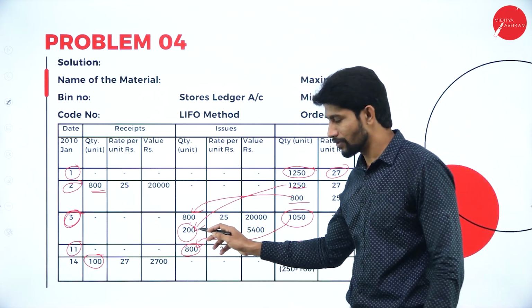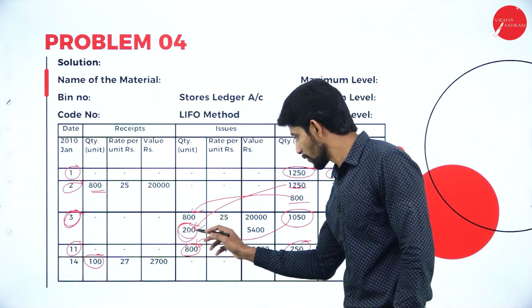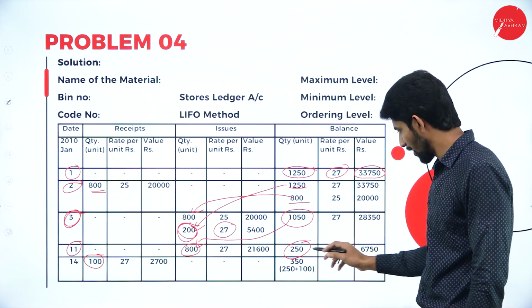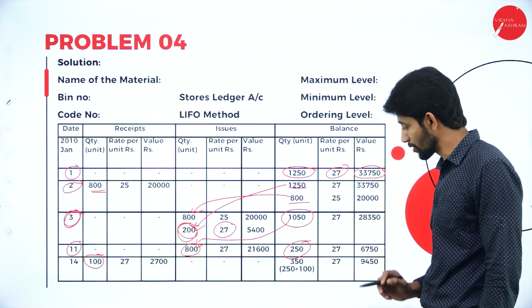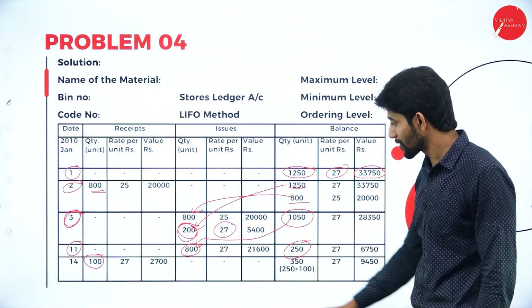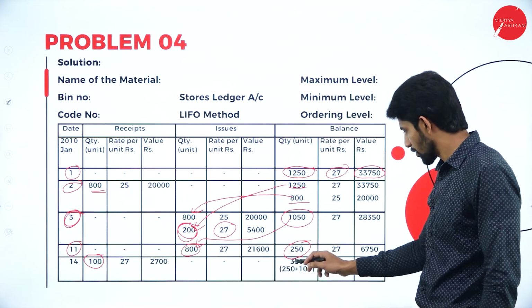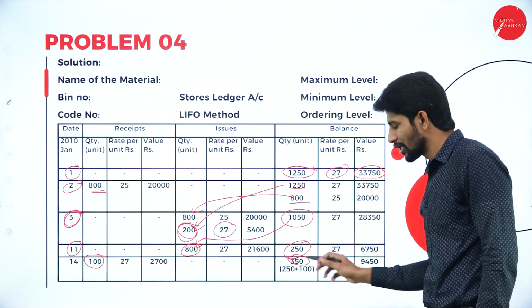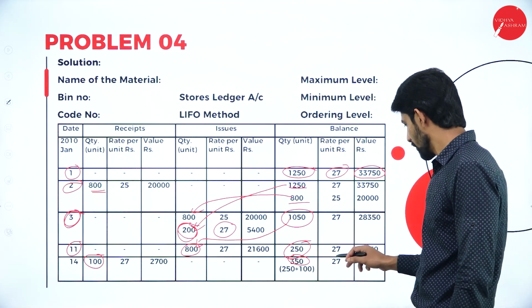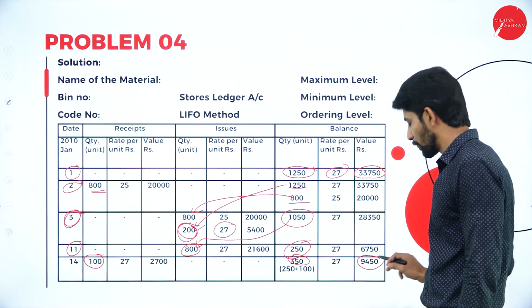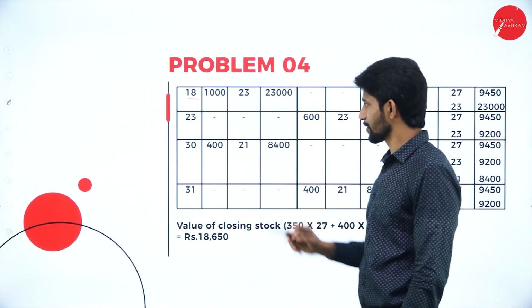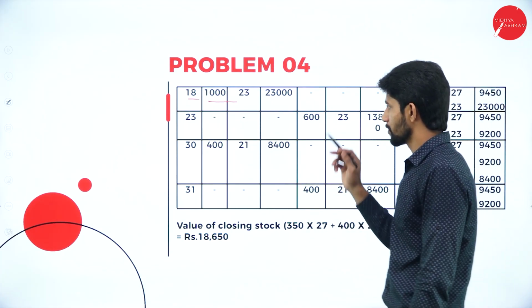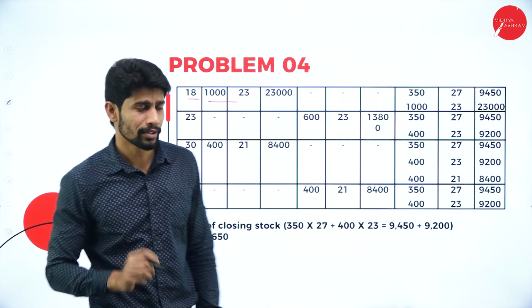On 3rd Jan we issued 200 units which cost 27 per unit. So here also we have 250 balance which cost 27 per unit. So 250 plus whatever return we received, 100, totally it comes to 350, because both cost the same per unit. That is why we are totaling it together. 350 at 27 per unit, 9,450. Okay. Next, 18th. Again we received 1000 units at rupees 23 per unit, totally 23,000.